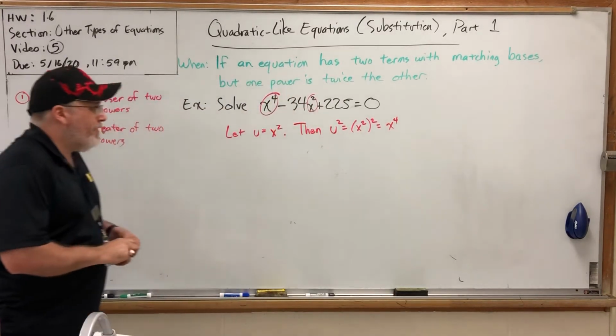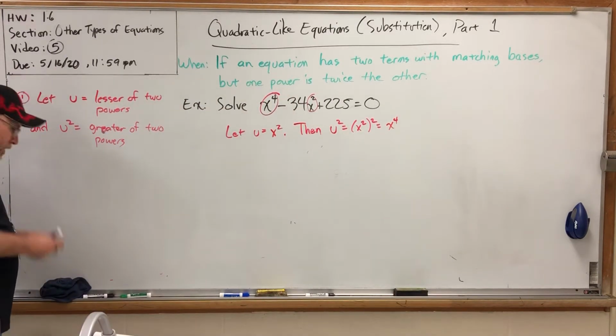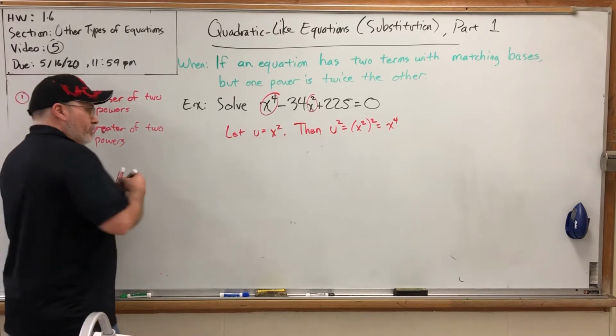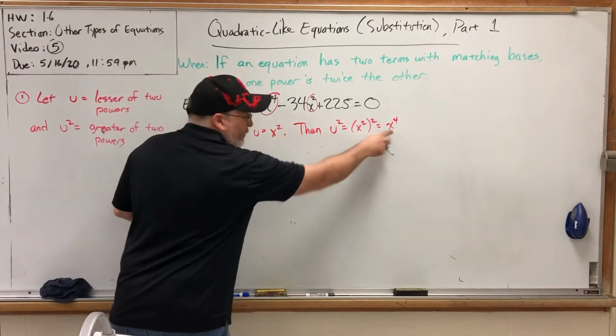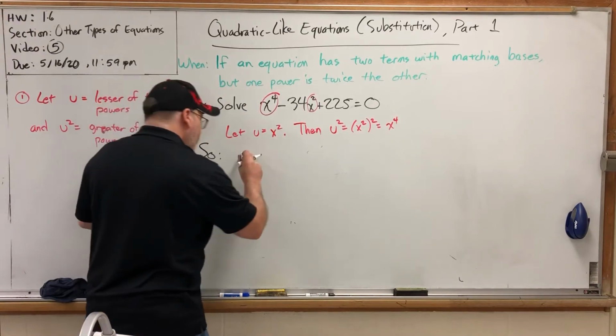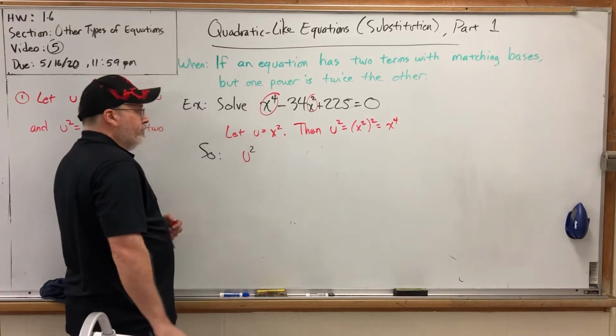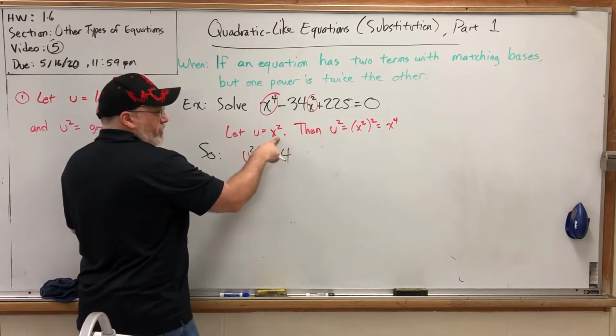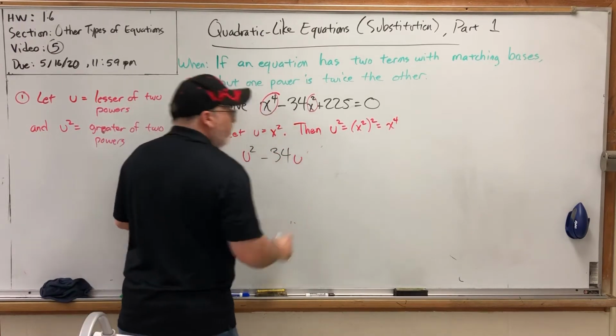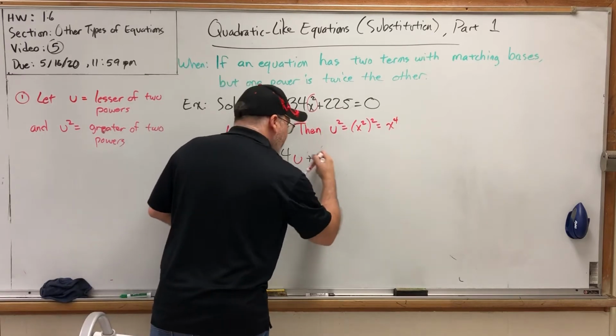So I'm going to rewrite this equation based off of this substitution. So x to the 4th is going to get replaced with U squared. X squared is going to be replaced with U. And then everything else stays the same.